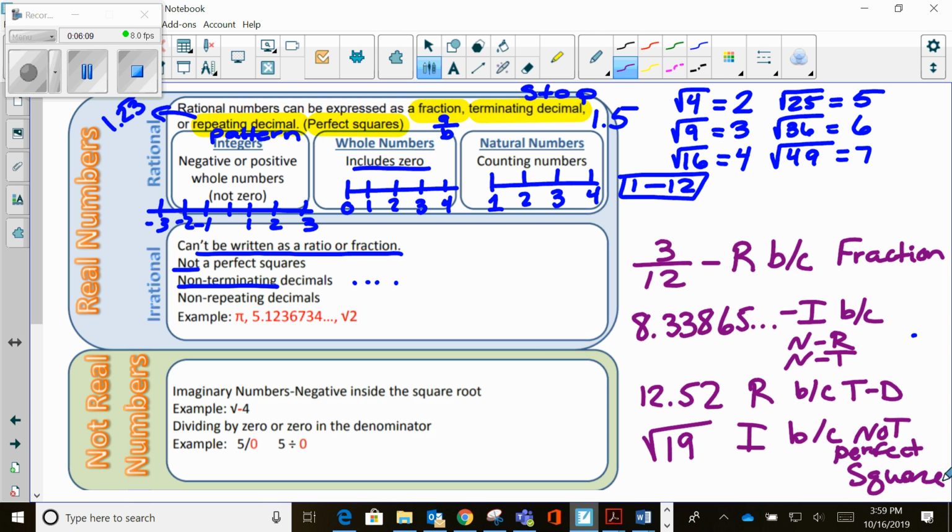It's going to be very helpful for you to learn those perfect squares to help you identify rational numbers. So again, rational numbers are those numbers that are natural numbers, whole numbers, integers, repeating decimals, or terminating decimals, fractions, and your perfect squares. If it does not fit into those categories, then it is irrational because it is not a perfect square, it is not a terminating decimal, and it is not a repeating decimal.